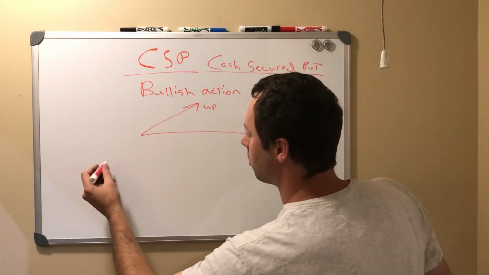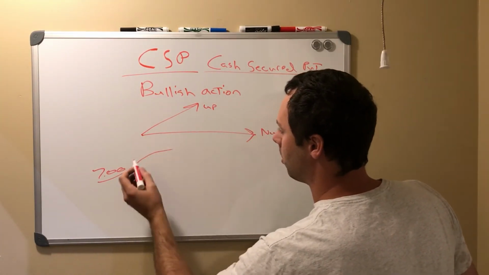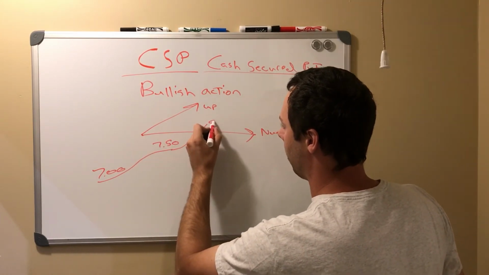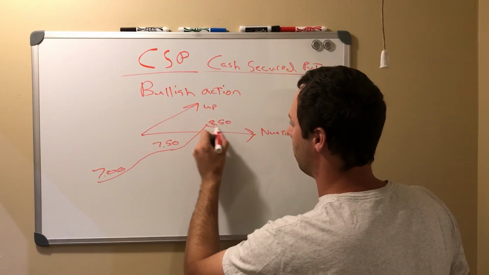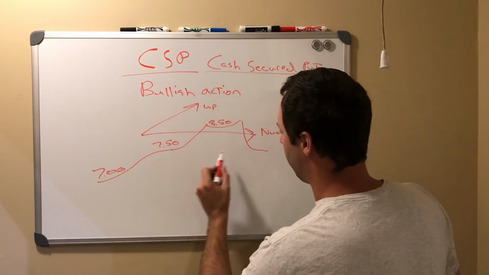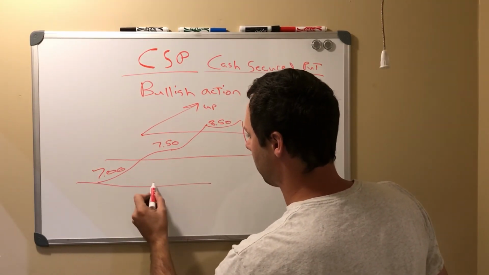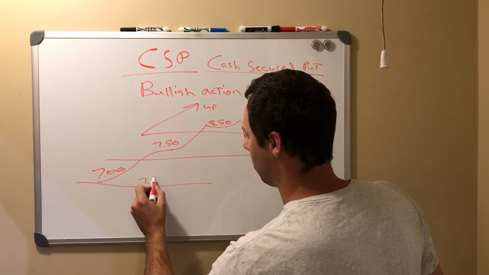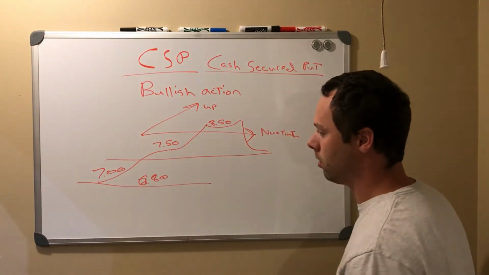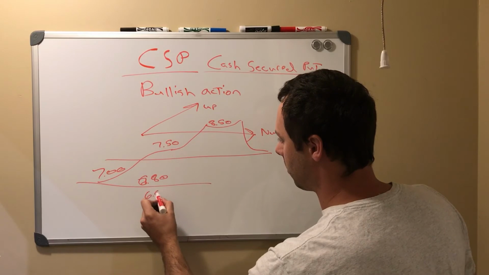Okay, so let's take our $7 stock. I think it's going to go to $7.50 and then up to $8.50, and then maybe it'll come back down again. And I think that there's some support in here at $6.80. There's an area of support in here also at $6.50.